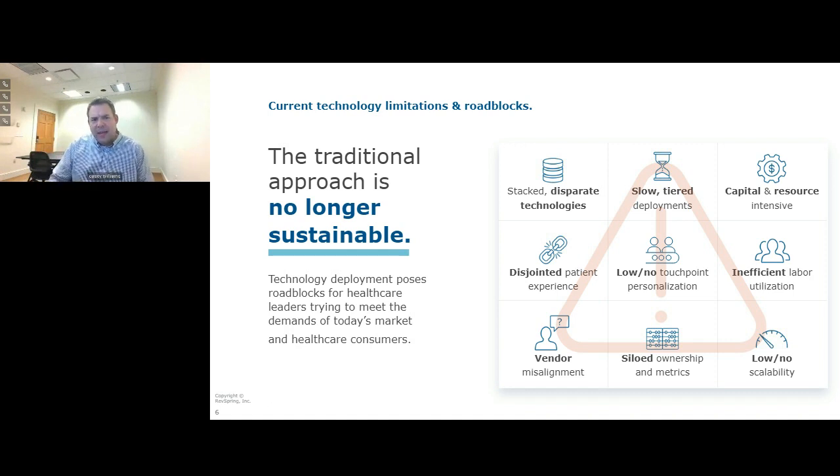And what we're seeing is that most of these disparate technologies involve siloed or tiered deployments, a disjointed patient experience, and low or no touch point personalization, meaning that we're not creating the individual outcome for each individual patient touch, so this individual message is the same for this patient as it is for 50,000 patients, even though we should know more about them. There is also insufficient labor utilization, low to no scalability, siloed ownership and metrics, meaning that there's no individual correlation to the outcomes we need through the individual process, as well as vendor alignment, or in this case, misalignment.